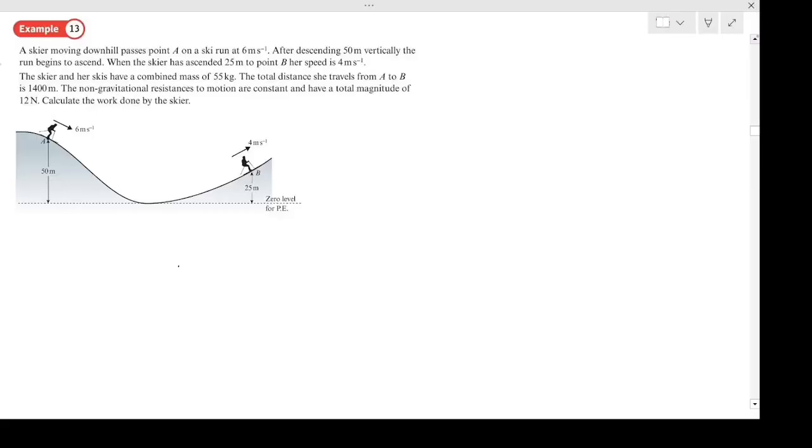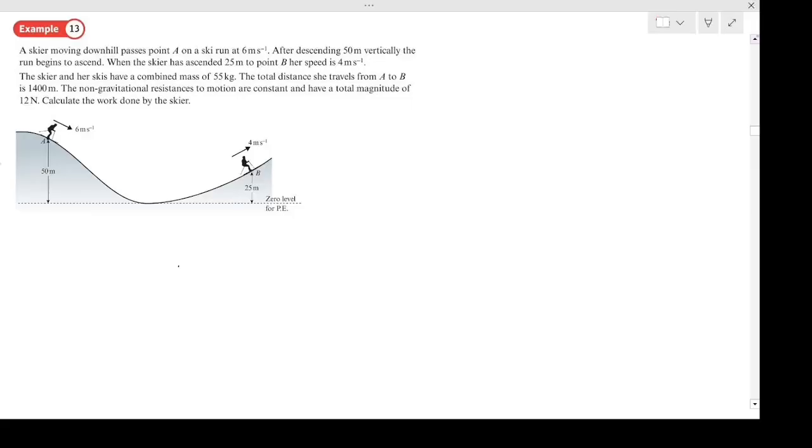So here, we're told a skier moves downhill from point A at 6 meters per second. After descending 50 meters, the run begins to ascend. When the skier has ascended 25 meters to point B, his speed is 4. The skier and the skis have combined mass of 55. The total distance travelled from A to B is 1400 meters. The non-gravitational resistances to motion are constant, with total magnitude of 12 newtons. Calculate the work done by the skier. Okay, there's a lot of stuff there, but helpfully they've drawn a diagram to show what's going on.